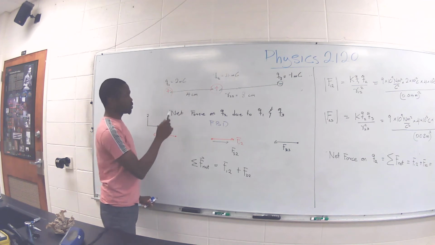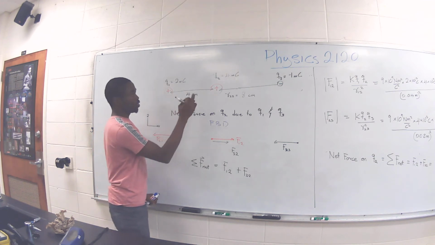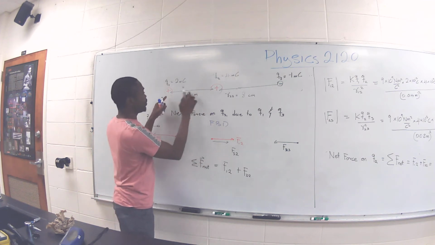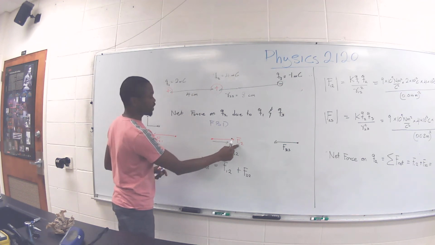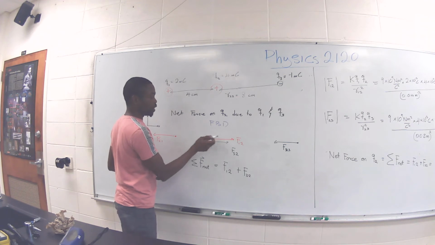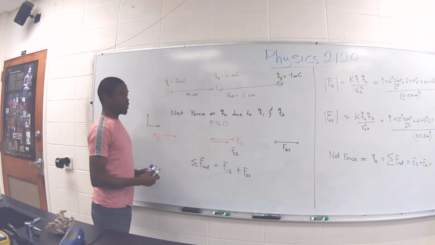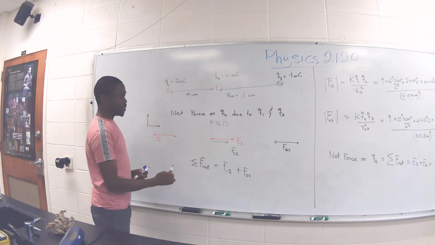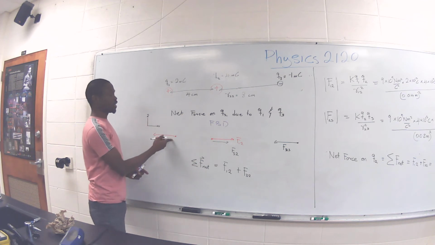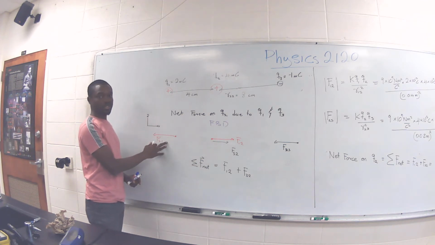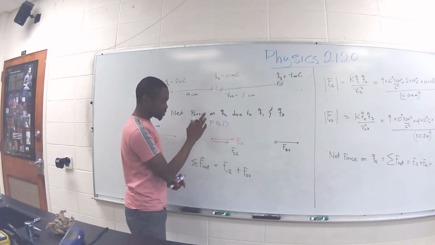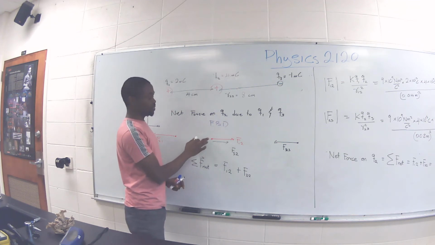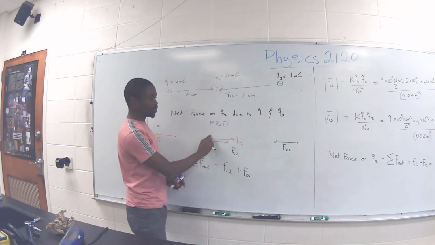The force of Q1 on Q2: they are both positive charges, so they will repel each other. We have F1 of 2 acting on Q2 in that direction. From Newton's third law, the same magnitude of force will act on Q1, but we are not interested in this. We are interested in the net force that will act on Q2.